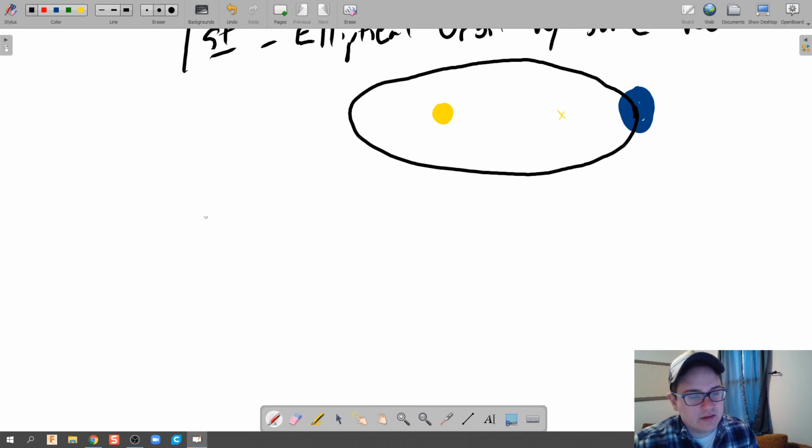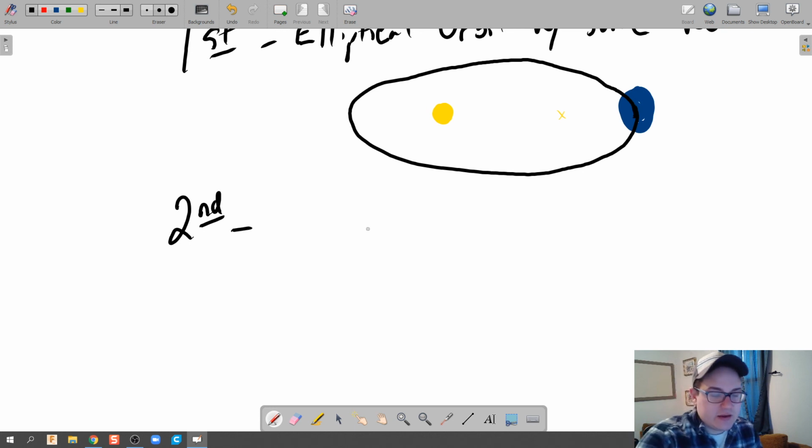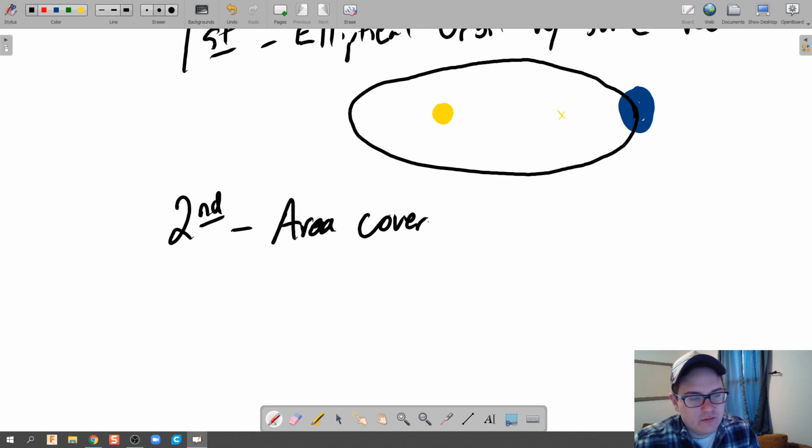With that, Kepler went off to do some calculus. Now, you don't necessarily need to understand the calculus portion of it, but this is just some things nice and neat to tuck in your back pocket. And so Kepler's second law says that the area covered for a certain period is constant.